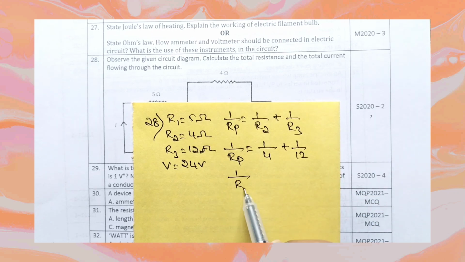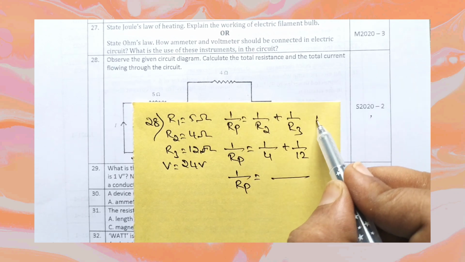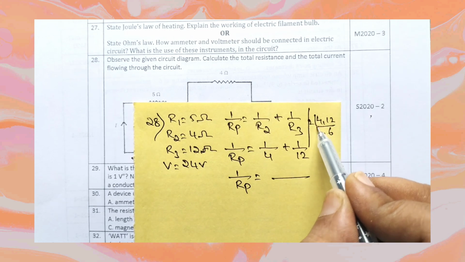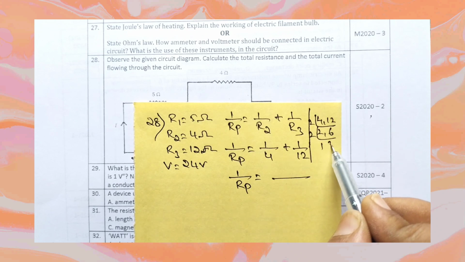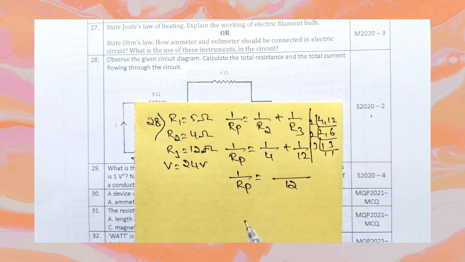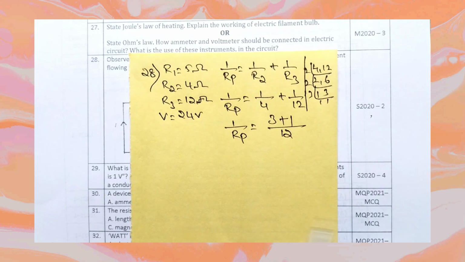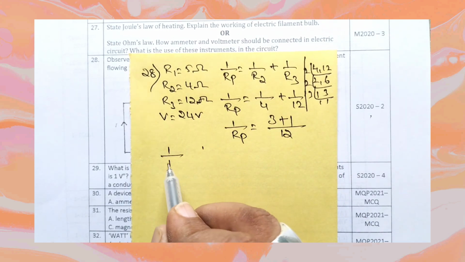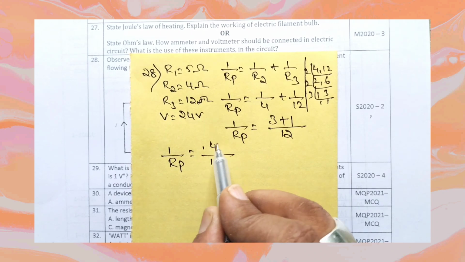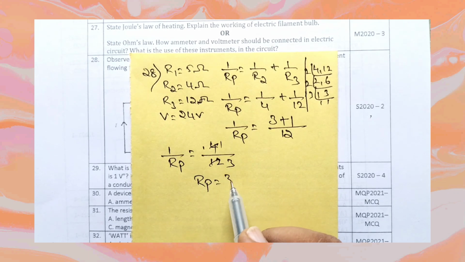So 1 over Rp is equal to, the LCM for 4 and 12, let us take the LCM. The LCM will be 2 2s are 4, 2 6s are 12, 2 1s, 2 3s, then 3 1s are 3, 2 2s are 4, so 4 3s 12. 12 is the LCM. So 4 1s are 4, 12 3s are 12, 12 1s are 12. So 1 over Rp is equal to 4 by 12, which is 1 by 3. Reciprocal is Rp, the reciprocal is 3 ohm.